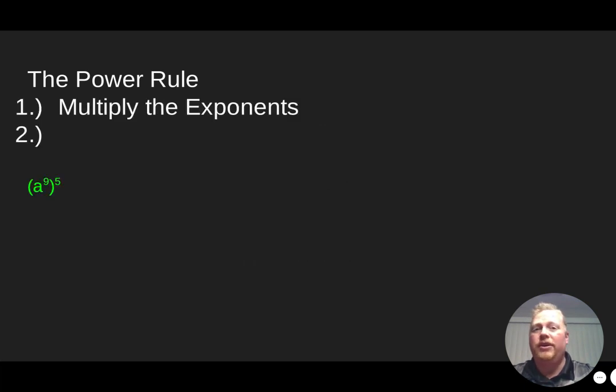So let's take a look at a few examples here. a to the 9th to the 5th. Multiply those together, a to the 45th. b to the negative 4th, and then that's raised to the negative 8th. Multiply those exponents together, and you get b to the positive 32. c to the negative 5th squared. Multiply those exponents together, and you get c to the negative 10th.